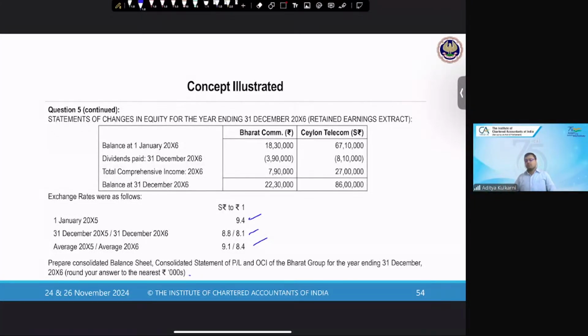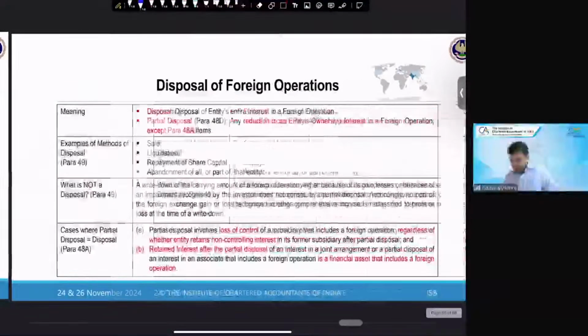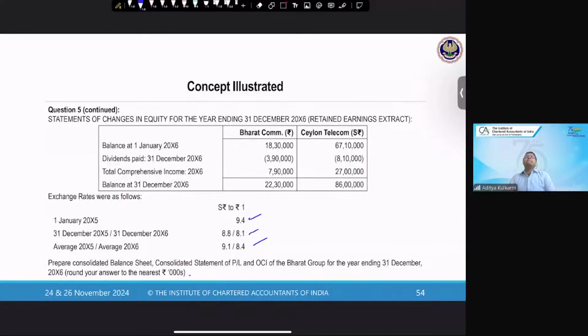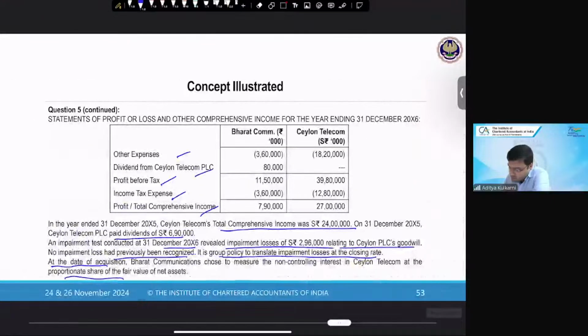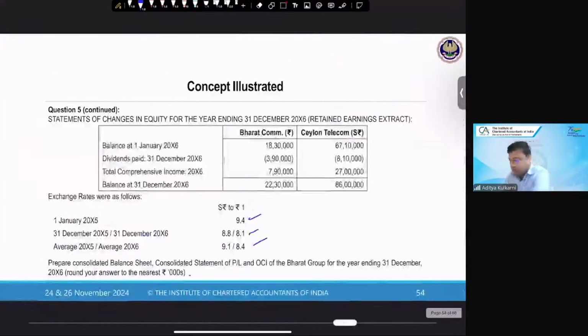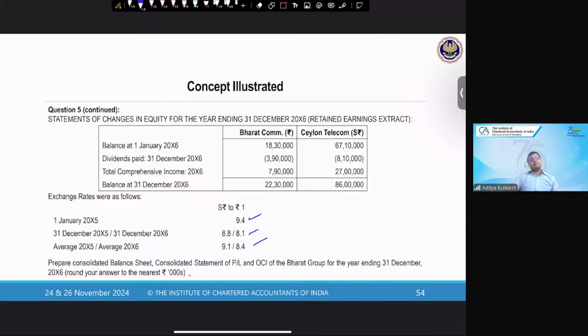All right. Anybody has any doubts here? So please follow. Sir, the dividend payment amount shown in the statement for Ceylon is 8,10,000, and on the earlier slide that was 6,90,000, I think. On 31st December X5, okay, this year was changed. Okay, sir, double. All right, fine. Anything else? Do you have any doubts? So let me take you ahead.